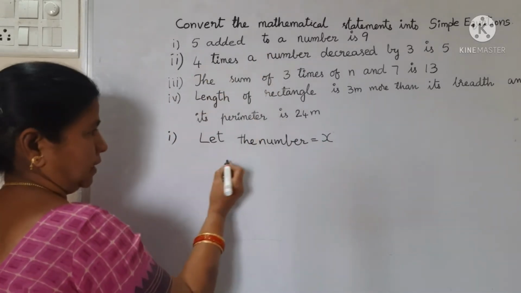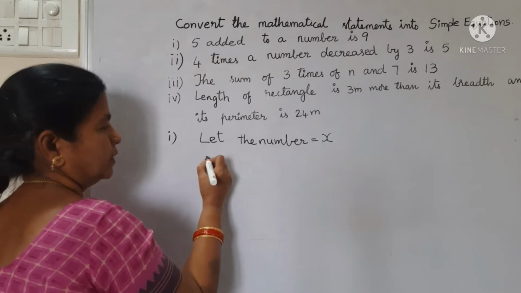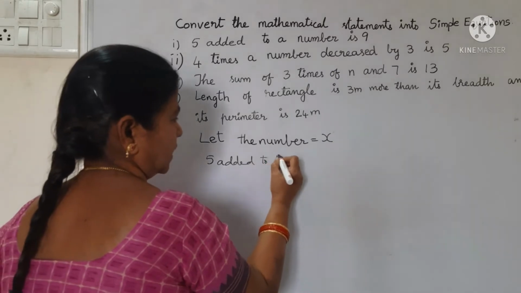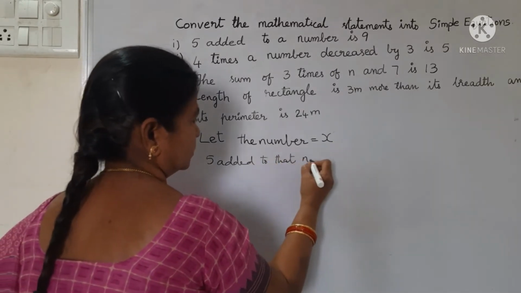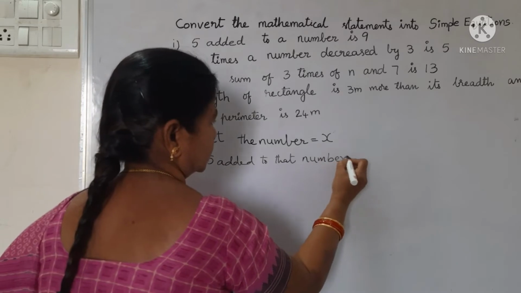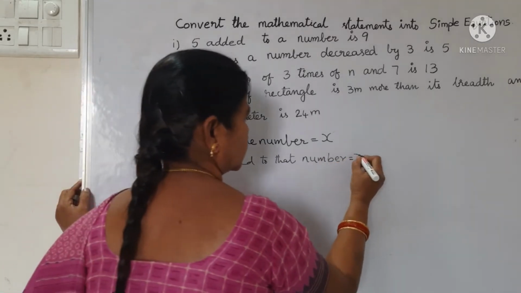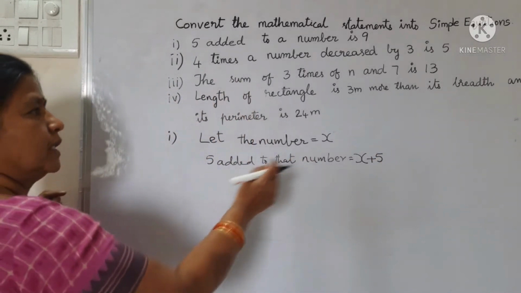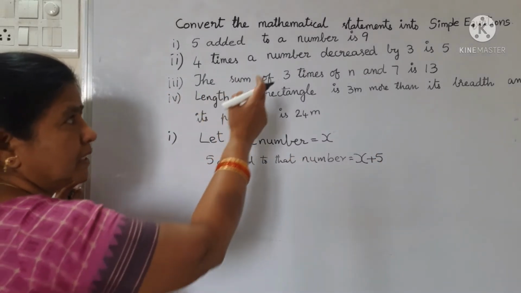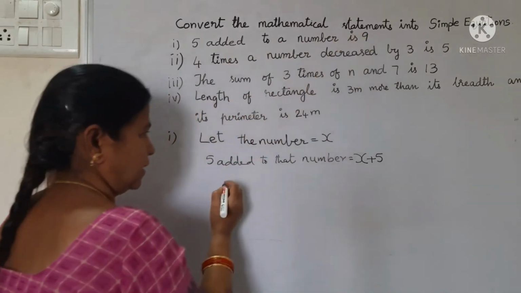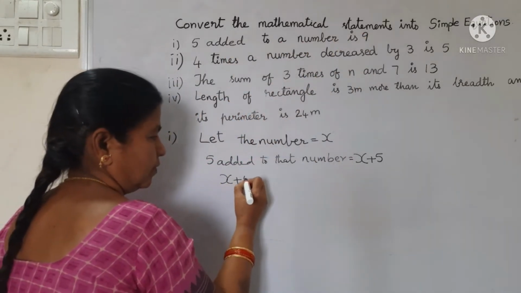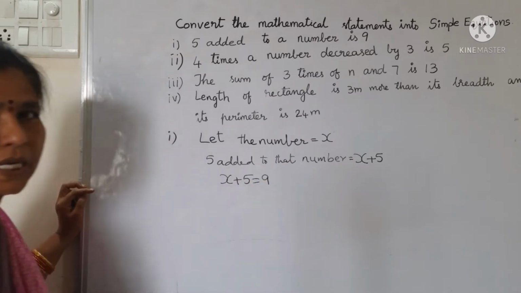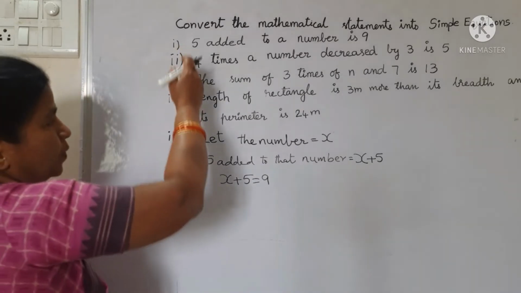5 added to a number. So we have to add 5 to that number. What do we get here? x plus 5. If we add 5 to that number, we get x plus 5. Then what is the result? 5 added to a number is 9. So x plus 5 is equal to 9. This is our simple equation. Like this we have to write all these problems.